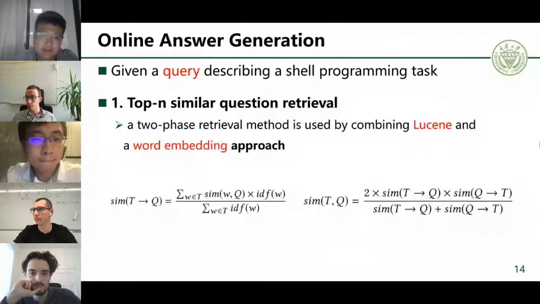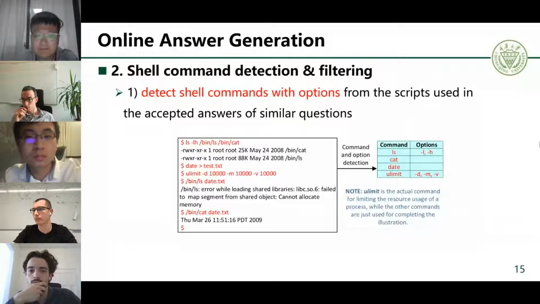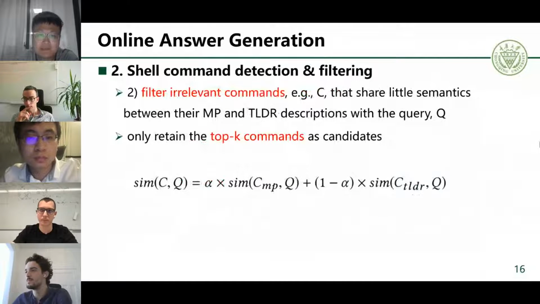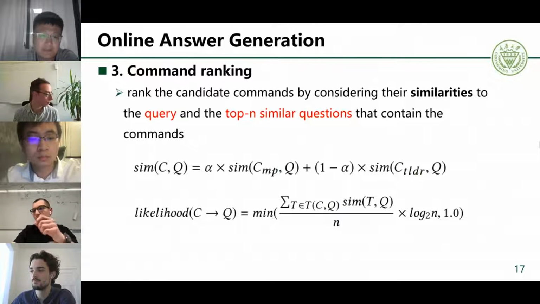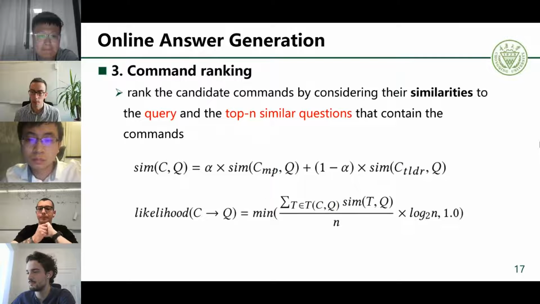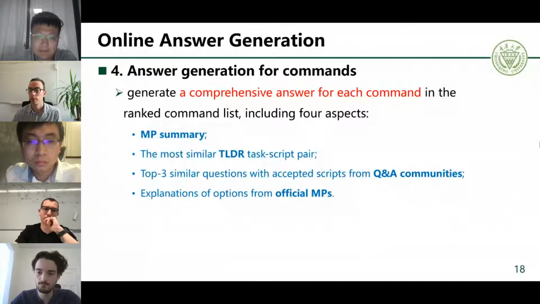For a query describing a shell programming task, we first retrieve the top similar descriptions by using a word embedding approach. And we detect the shell commands with options from the scripts connected to the questions. We filter irrelevant commands and return only the top key commands as candidates. And we re-rank the commands according to the similarity to the query and questions. And finally, we fuse the generated answers into a comprehensive answer. It has 4 parts: a man page summary, a TLDR task-script pair, the answer from question answer communities, and the explanation of the options from the official man pages.